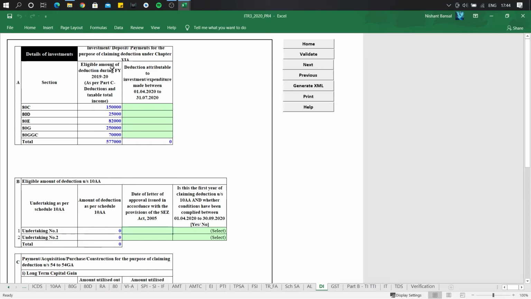You can all see the eligible amount of deduction during financial year 1920, and the deduction attributable to investment expenditure made between 1/4/2020 to 31/7/2020. If we enter 0 here, then the deduction regarding the investment done during this period would be available in the upcoming assessment year and not in this assessment year.